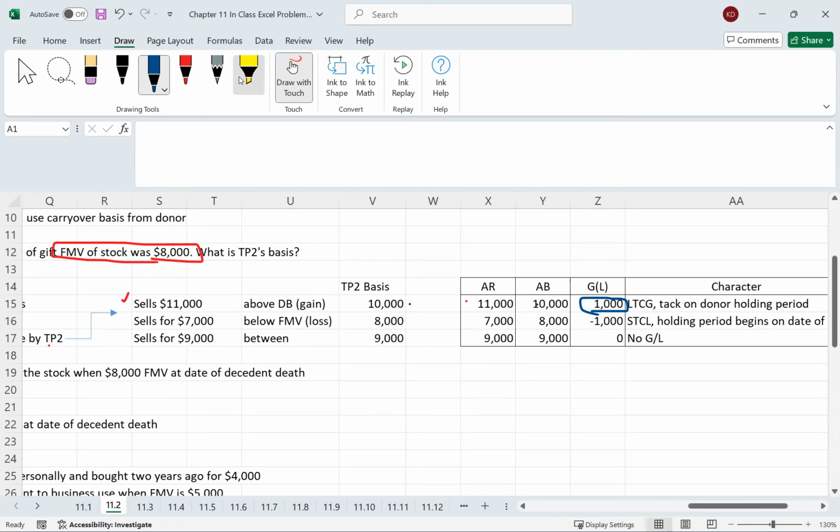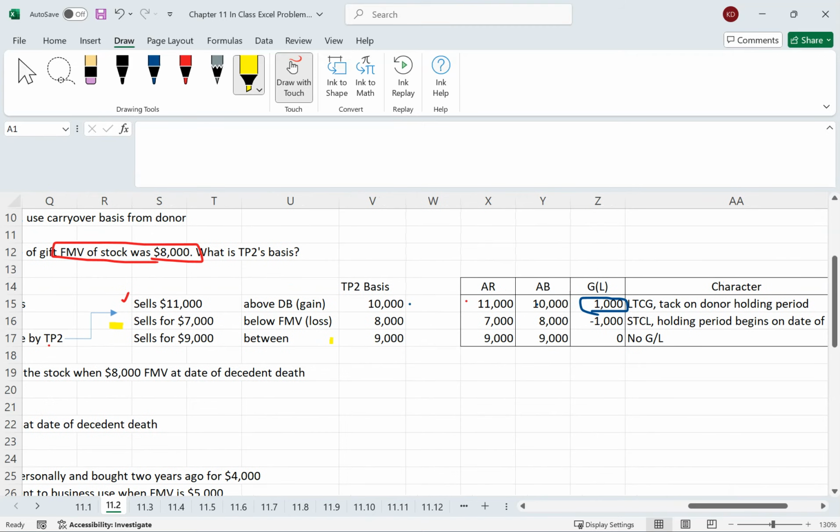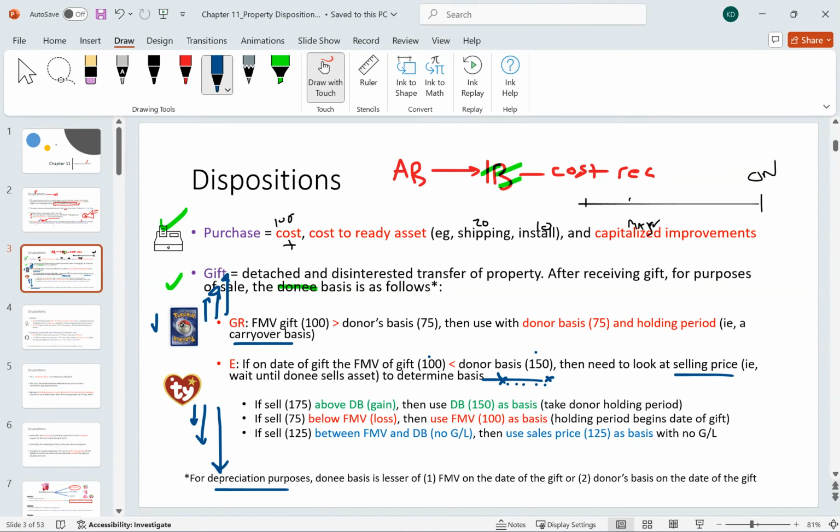If you were to sell it for $7,000, below the fair market value, your 7 is below 8,000, then what we do in this case is use the fair market value as the basis for a loss amount. 7 minus 8 is 1. If it's somewhere in between, the porridge is not too hot, the porridge is not too cold, then we're going to just use the sales price, the amount realized, minus the adjusted basis, and there will be no gain or loss on that.